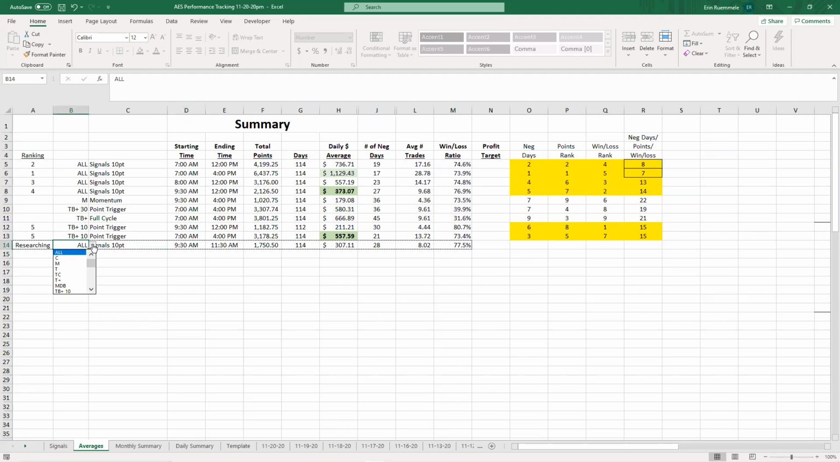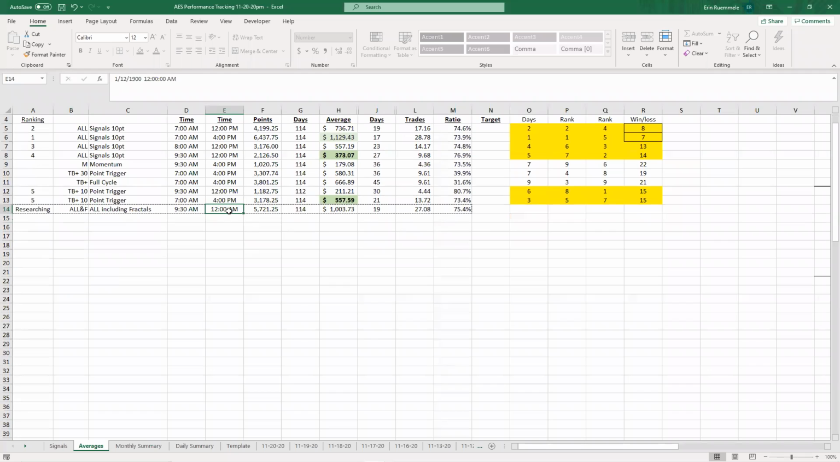We keep track of what happens if you add fractals. There we go, fractals, and you trade from 9:30 to noon. Oh, that's 12 a.m. Let's try this again. So from 9:30 to noon, if you're trading all signals and fractals, it's about $501 a day. If you're trading just the AES signals, same exact time frame, you're about $373 a day. So some people like to add fractals, adding a little bit more profit to their days. That's always an option there as well.